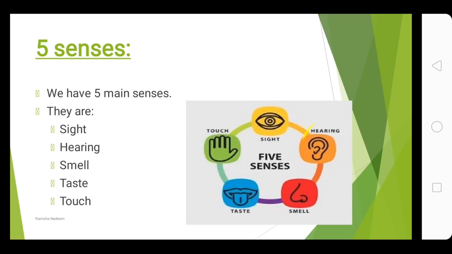Next is sense of hearing. We use our ears to hear things. Next is sense of smell. We use our nose to smell different kinds of things. Then taste. We use our tongue to taste food, or any drink. And then lastly we have sense of touch, and we mostly use our hands to touch things.